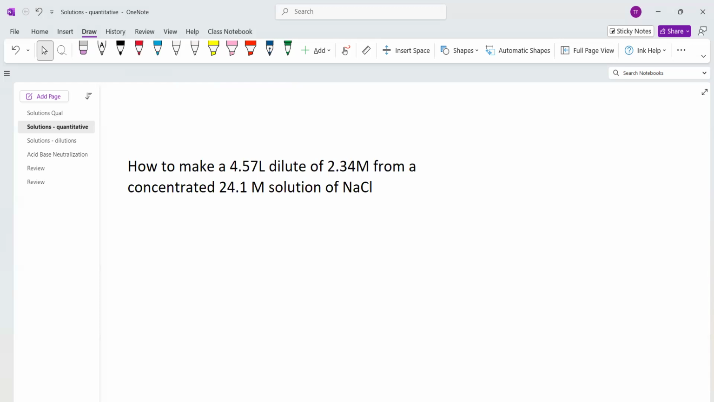So you need to know how to do a dilution problem. In fact, when you apply for a job here, there's an interview, and then you have to go to the lab and demonstrate certain things. One of them is this kind of problem. It's how would you make this here? So we're starting with a 24 molar solution of sodium chloride.